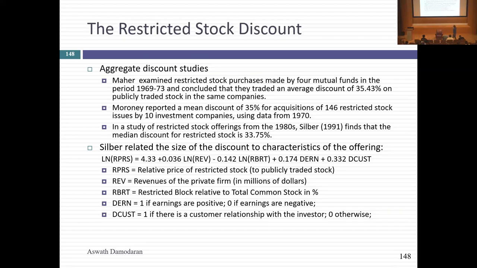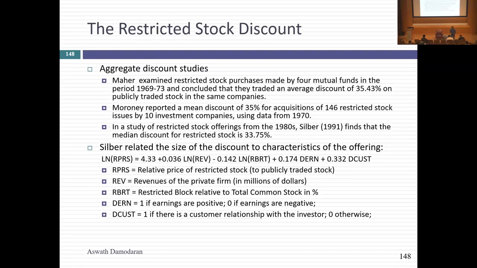He found that money-making companies, so this DERN is a dummy variable, is a company money-making or money-losing, had smaller discounts than money-losing companies. And finally, he even threw in, just to see if there were any deviations from arm's length transactions, whether the person buying the restricted shares was a customer of the company. His argument being, you're trying to put restricted shares with a customer, maybe they're getting side deals and they're willing to pay a higher price.